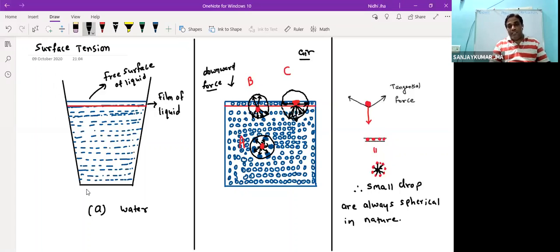Like molecule C, there are a number of liquid molecules on the free surface of the liquid, and all those molecules are experiencing surface tension. As you see in the diagram, if I take one liquid molecule, we have maximum downward pull. In order to balance, it will exert tangential force. Again, this ability to exert tangential force is measured in terms of the surface tension of the liquid.